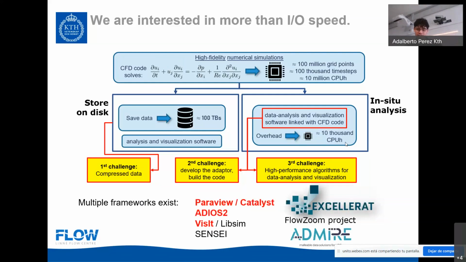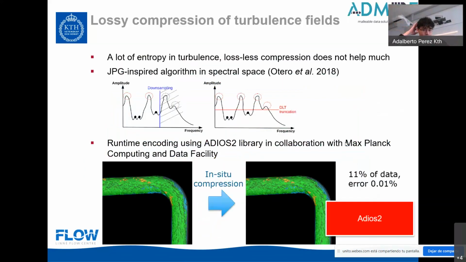One of them is Admire, but there are also some other European projects where we have been interested in doing this. In particular with Admire, we are working on lossy compression, because the thing about turbulence is that since it has some sort of random nature, these lossless compressors that try to exploit some patterns sometimes struggle a lot with turbulence. So we are working on some lossy compression, exploiting some characteristics of turbulence to compress data.